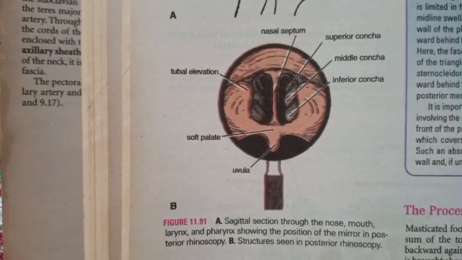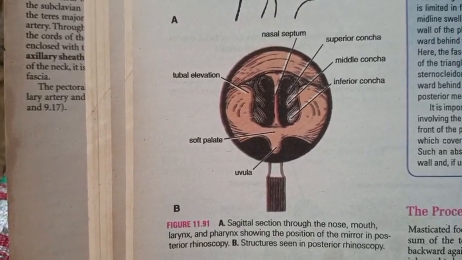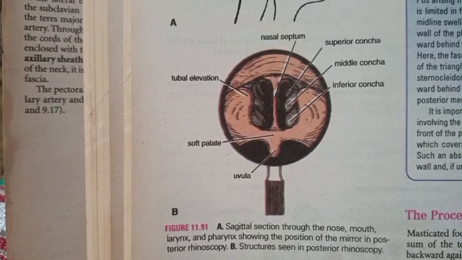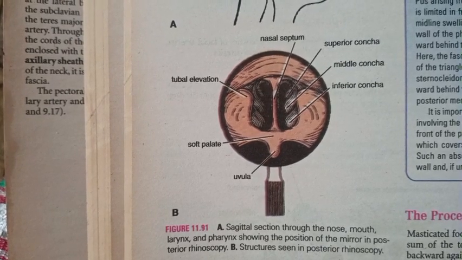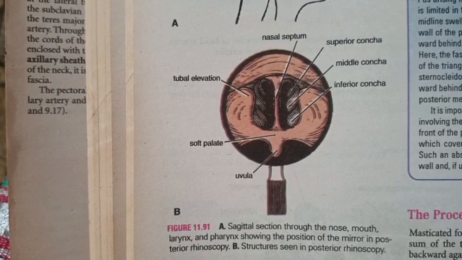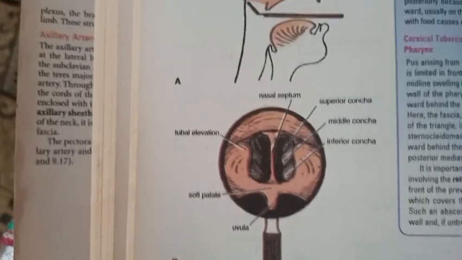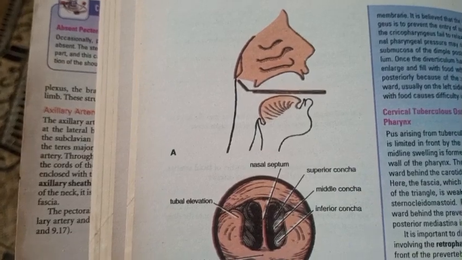Here you can see the sagittal section through the nose, mouth and pharynx, showing the position of the mirror in posterior rhinoscopy, and the structures seen in posterior rhinoscopy.